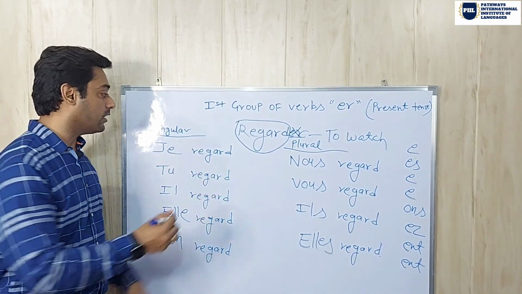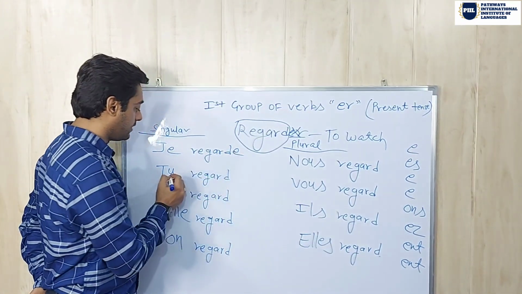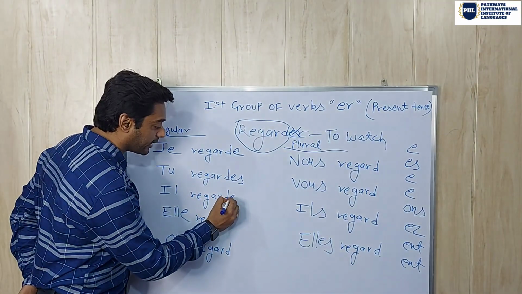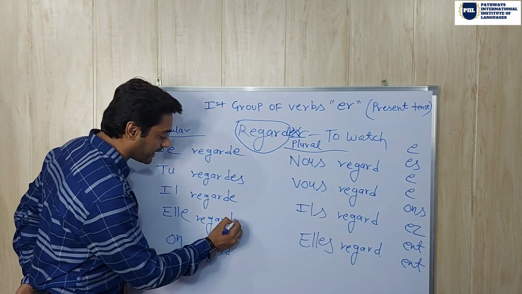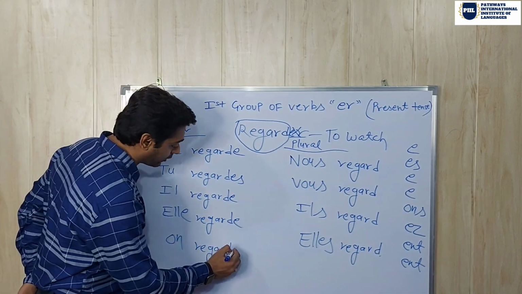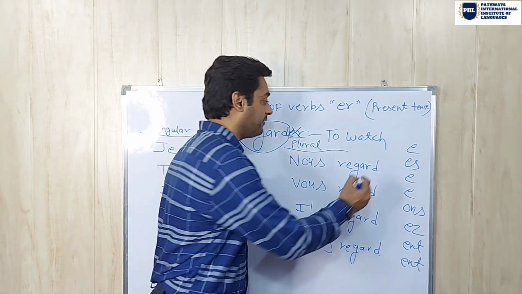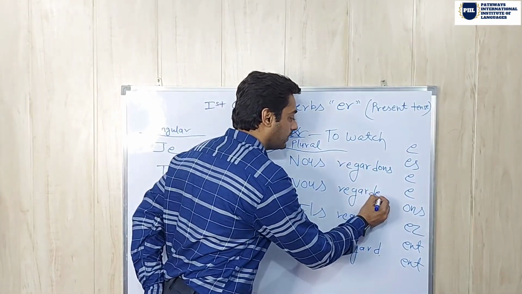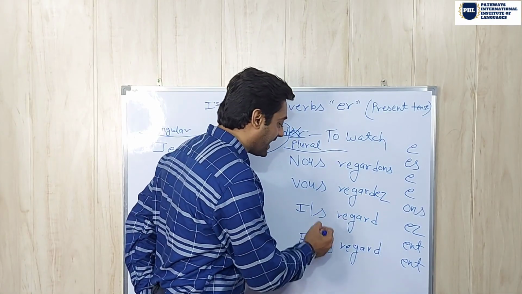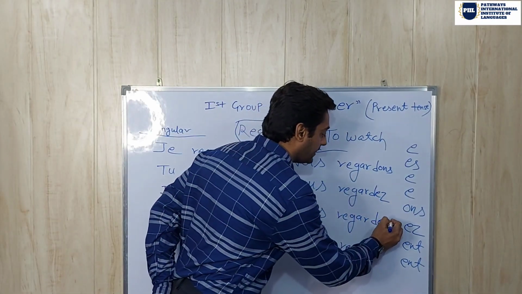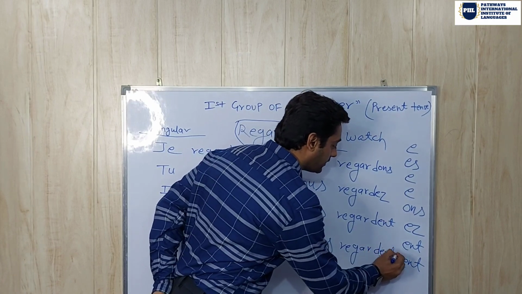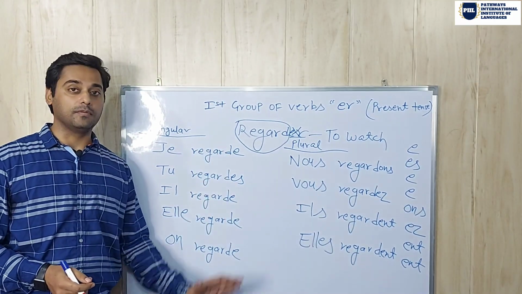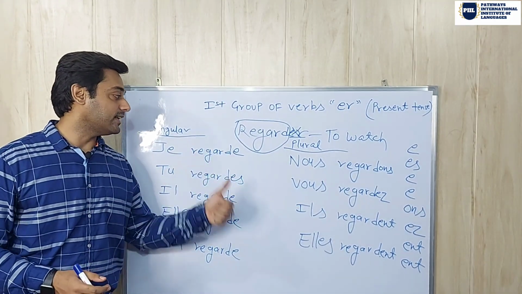Like in the case of je, we will add on E. With tu, we will add on ES to this radical. With il, we will add on E. With elle also we will add on E. With on also we will add on E. With nous we will add on ONS. With vous we will add on EZ. And with ils and elles we will add on ENT and ENT. Now this is the conjugation of the verb regarder.